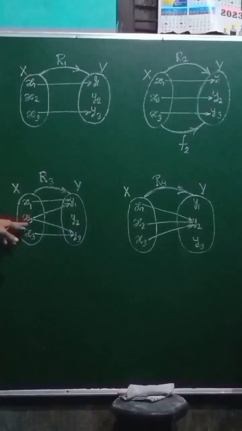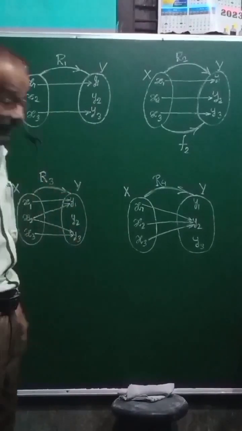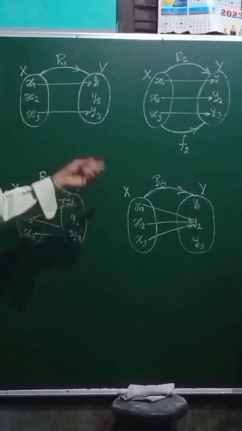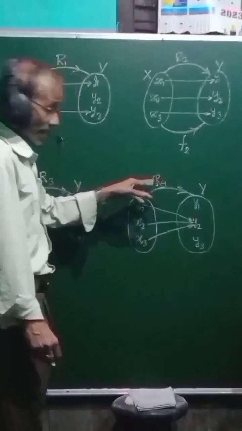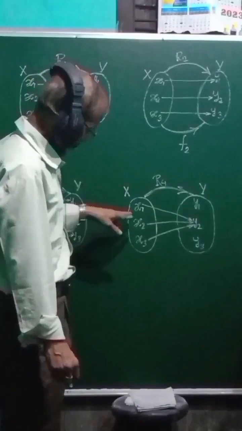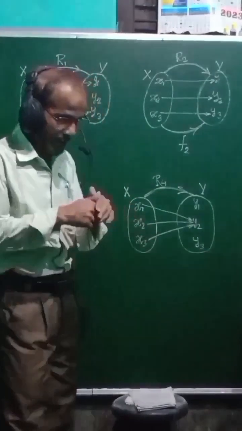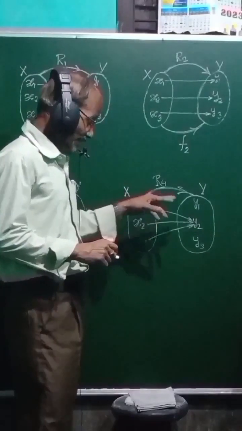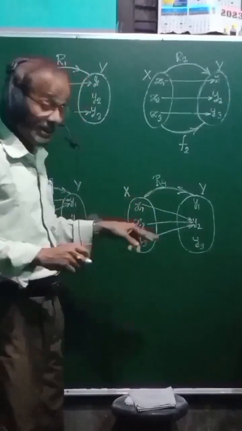We see that X2 has gone to Y1 as well as to Y3. It is having two different single elements. So it has violated the second rule. Come to the R4 relation. We see that X1, X2, X3 all are connected. So the first condition is satisfied, and then the second condition you take individually.